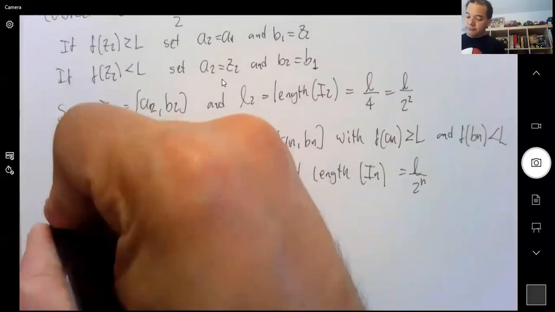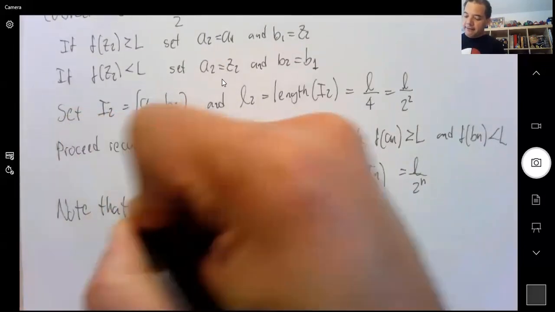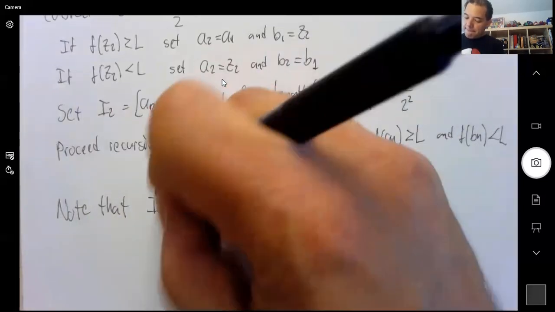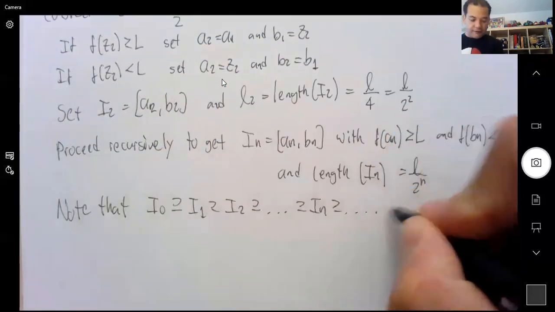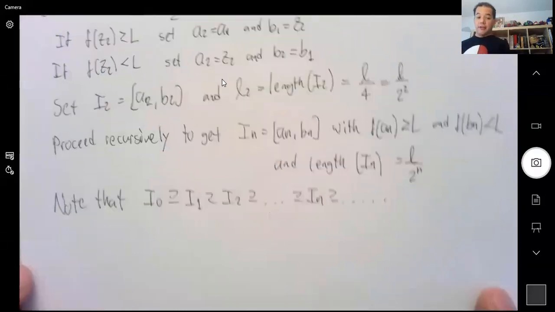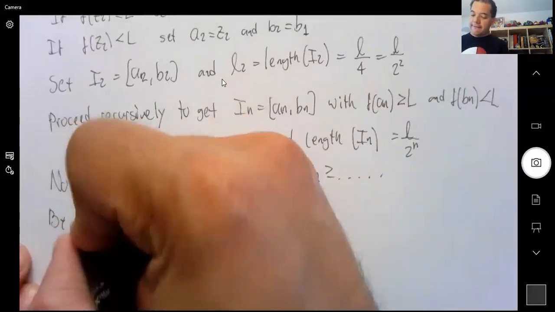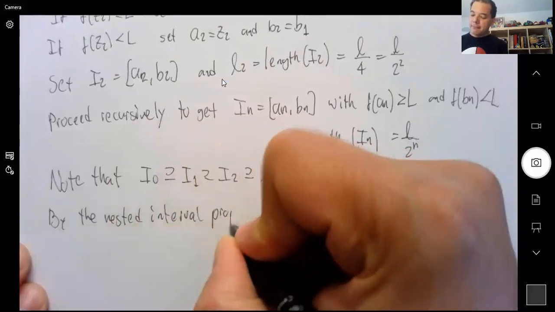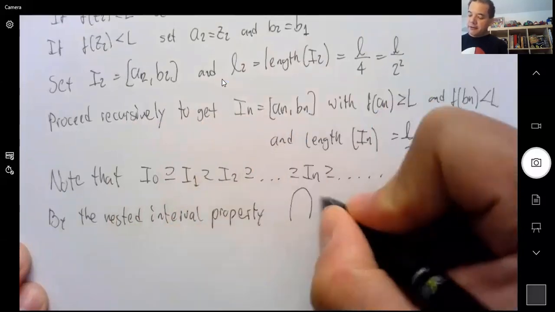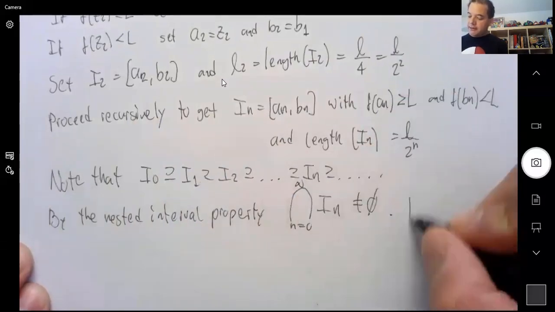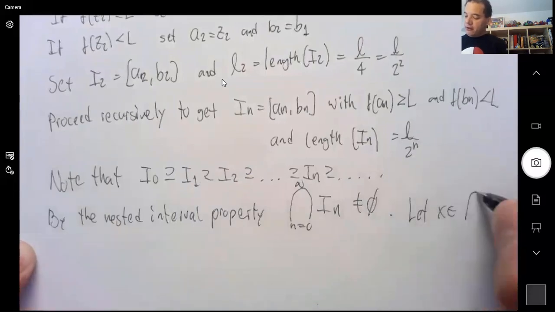So note that I2 is a subset of I1. I should start with I0. They're nested like this, right? And they're all closed intervals. So by the nested interval property, the intersection is non-empty. So let's pick someone in the intersection. Let's call it X.